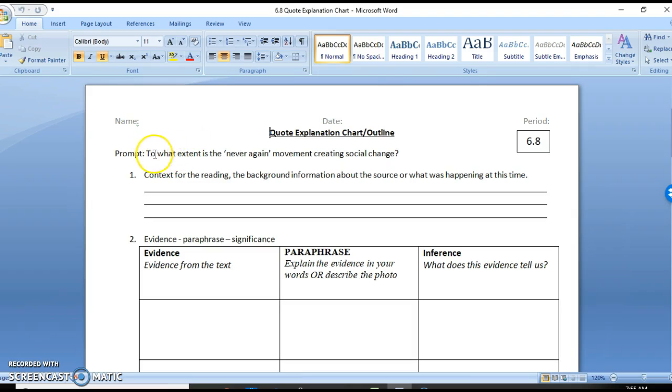So in this case, it's to what extent. Make sure you're telling me, is this movement really social change? To a great extent, to a lesser extent? What extent do you think that this movement is social change? So always make sure you're answering the prompt.